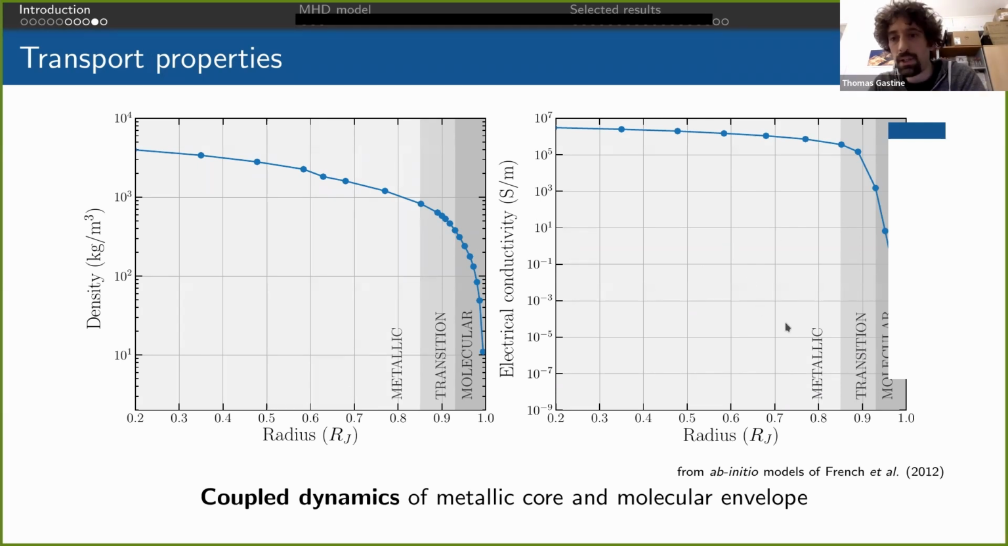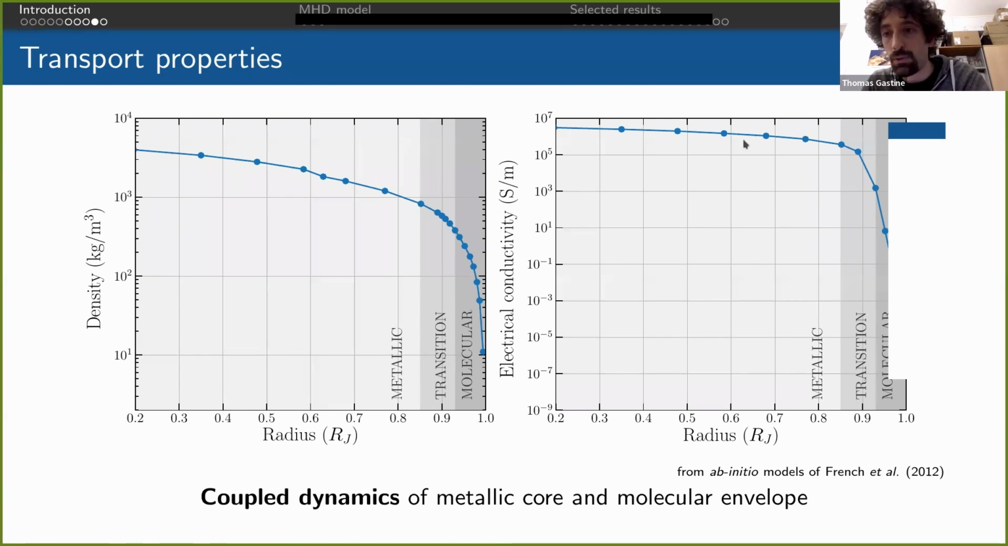And so here again, we are not in a situation where the conductivity would be 0 in the molecular envelope and then suddenly take the value of a metal inside, but more in a situation where there is a gradual increase of this quantity. Okay, it's very sharp, but still it's continuous. And so it means that there is in between a transition layer where the conductivity is probably sufficient to already yield some induction or maybe some dynamo process.